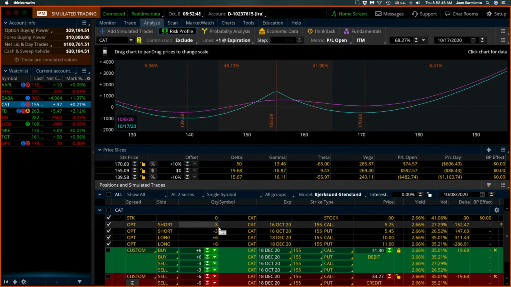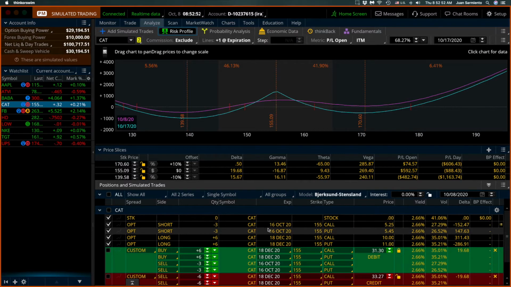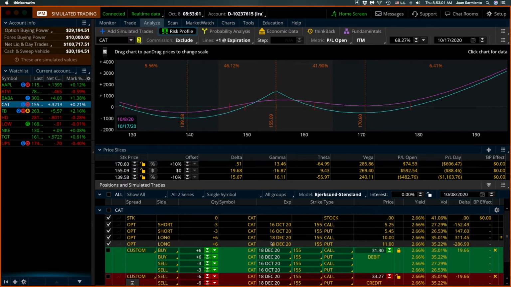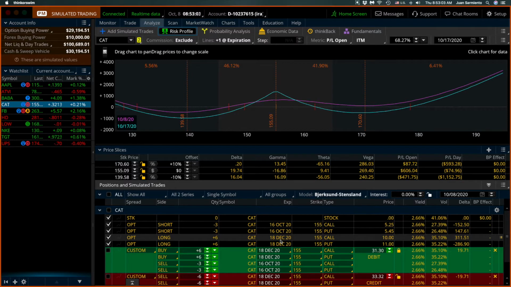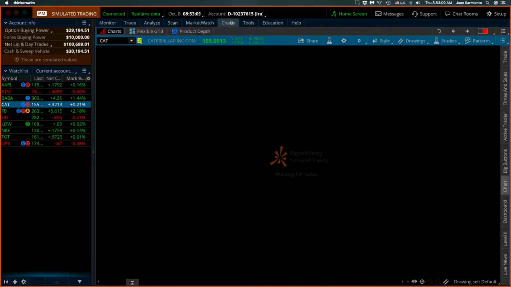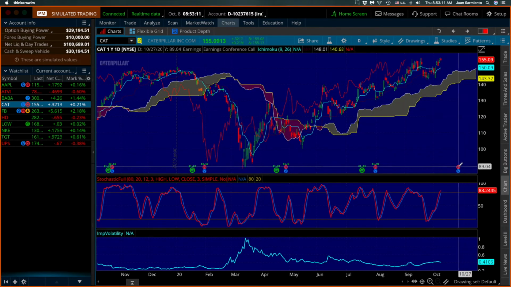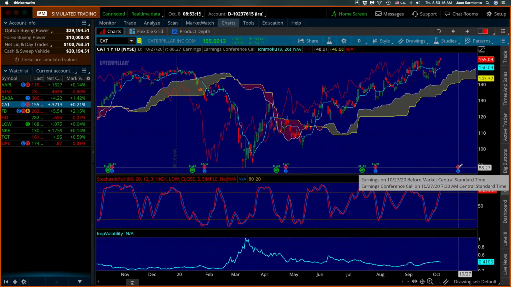We could simply roll it over by closing the October shorts and selling something later on, let's say November. Since my longs are December the 18th, we're fine with that. So we could do that and then collect time value. And let's go take a look at the chart. In the chart, you see that we have earnings coming up, and that's before the November expiration.